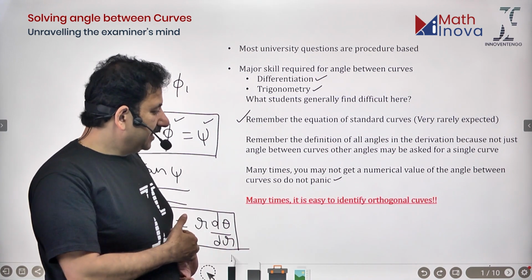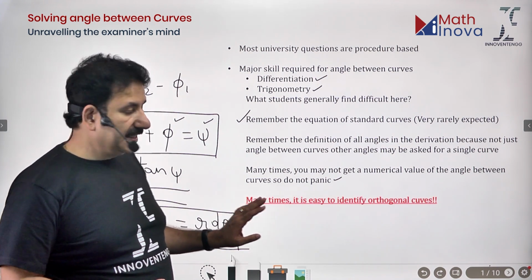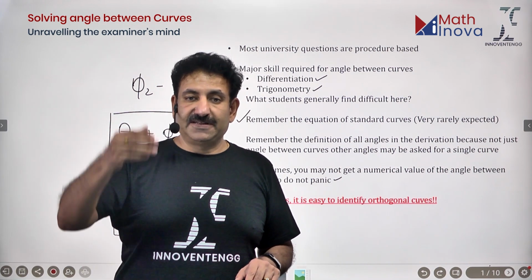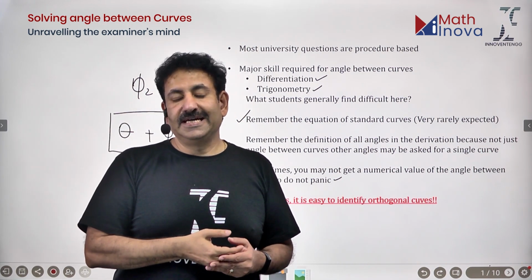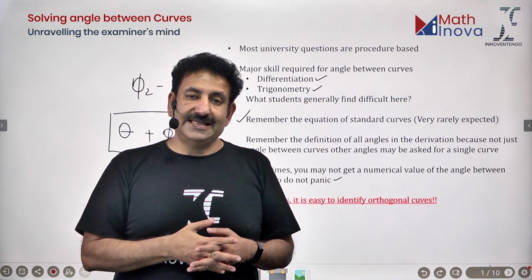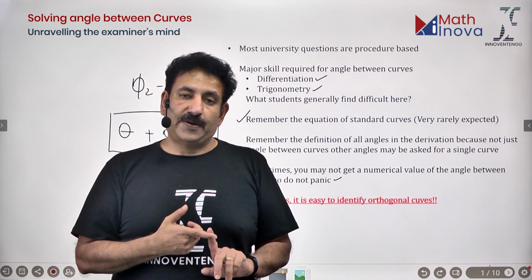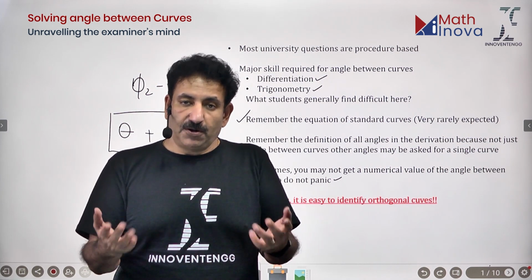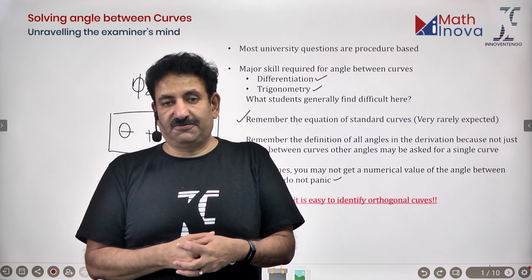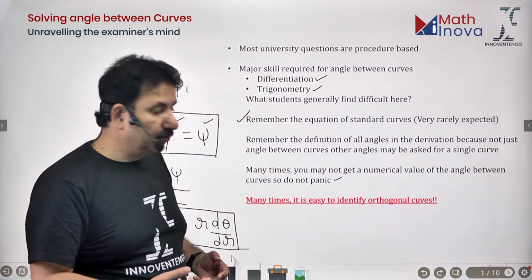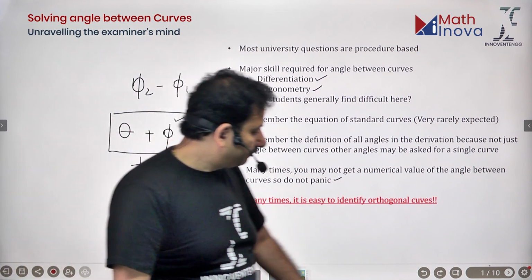And many times, it is easy to identify the orthogonal curves. For example, if you are looking at circles, if the circle is flipped by 90 degrees, then what happens? The tangents drawn at the point of intersection are automatically perpendicular to each other. Now let me also give you an example of two more curves, whether they could be orthogonal or not. So let's have a look at those curves now.